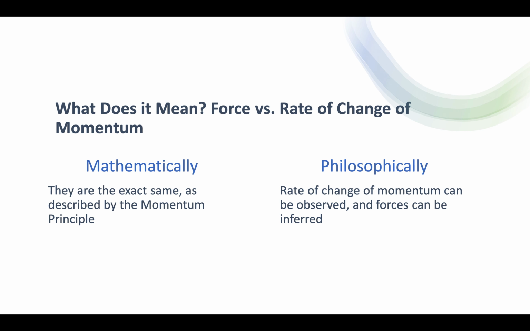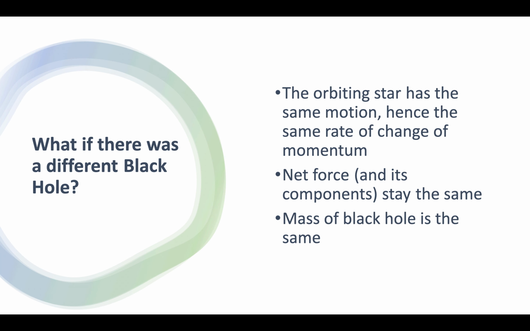The momentum of an object, such as the orbiting star in this lab, can be observed and measured using information about the mass and velocity of that object. The forces on the object, however, can only be inferred from the rate of change of momentum. They cannot be observed directly.